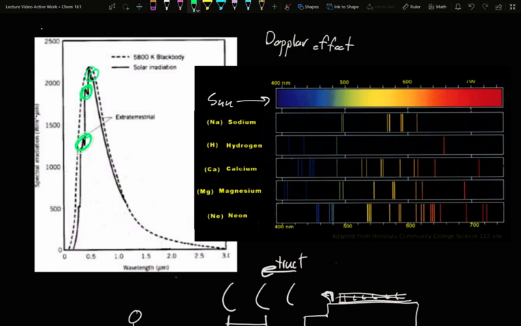By being able to look at what's missing, we can determine what must have been in the upper atmosphere of the sun absorbing those wavelengths. This is how we can actually tell what stars are made out of, how much of different metals are in that star. We can look at where these slight absences are in its spectra.